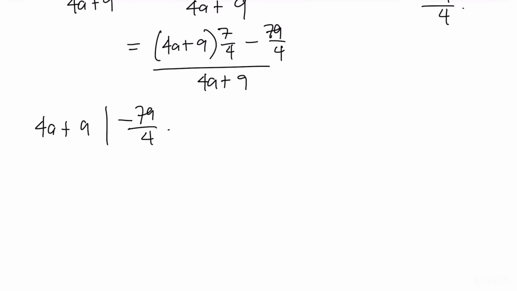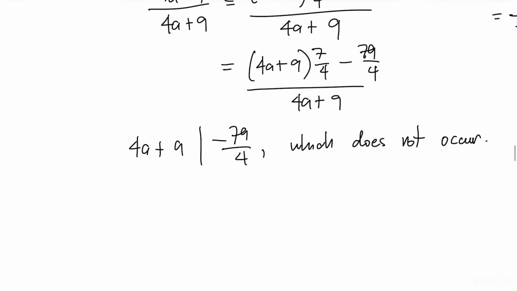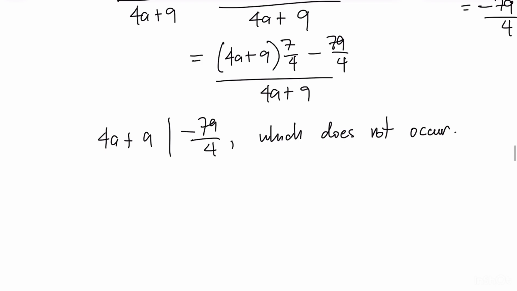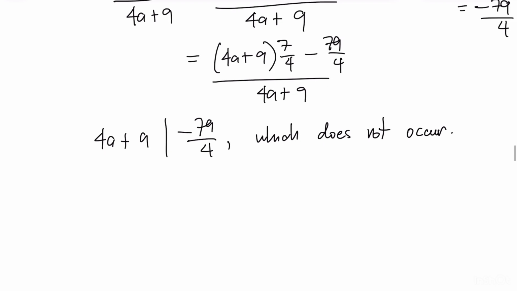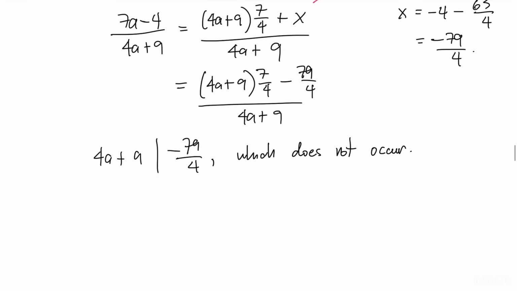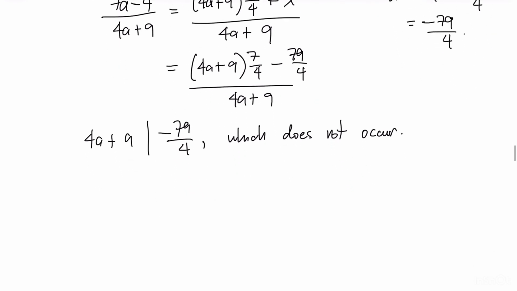which does not occur. There's no value of a that's a positive integer such that it divides -79 over 4. So therefore, there's no value or pair for a and b here.